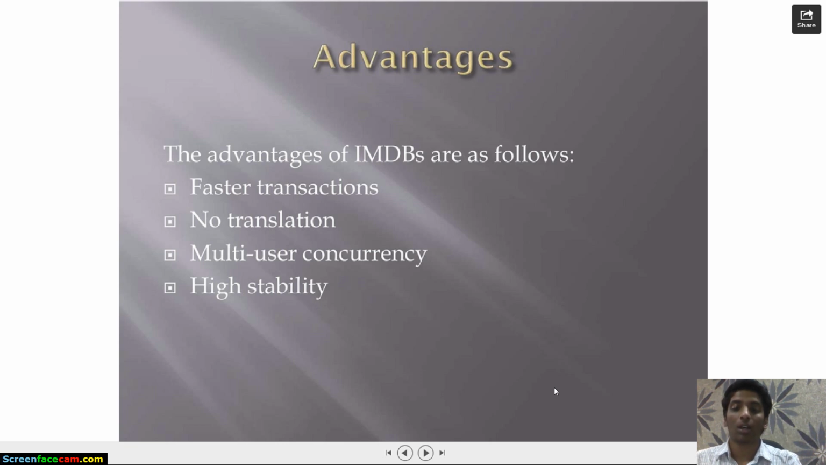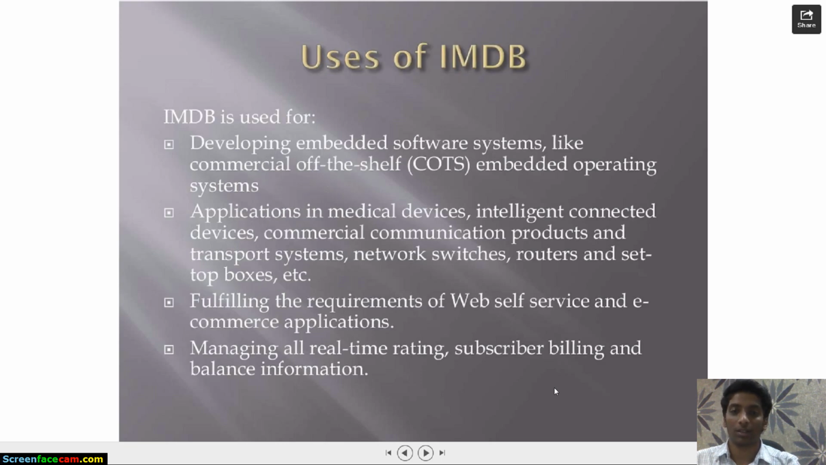And also the database is highly stable, because every time we do a transaction, an image is loaded into the disk. So we are reducing our interaction with the disk, which means it is better and highly stable.